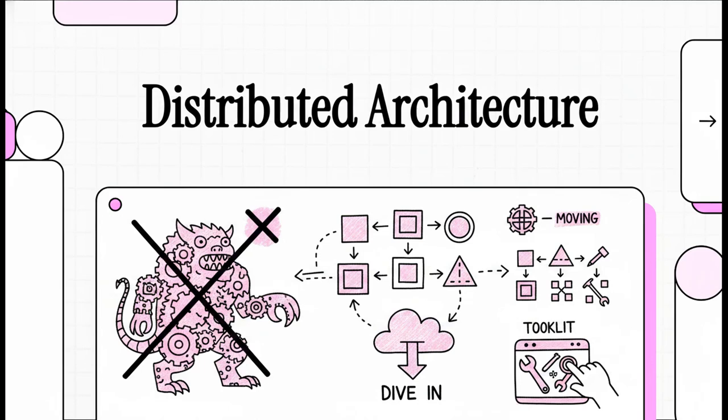Welcome to the Explainer. Today, we are taking on an absolute beast of a topic. We're going to demystify distributed application architecture. If you've ever looked at a modern system and felt completely overwhelmed by the sheer number of moving parts, you are exactly in the right place. My goal today is to take these incredibly intimidating, complex concepts and transform them into a clear, actionable toolkit that you can actually use. So let's dive right into this.